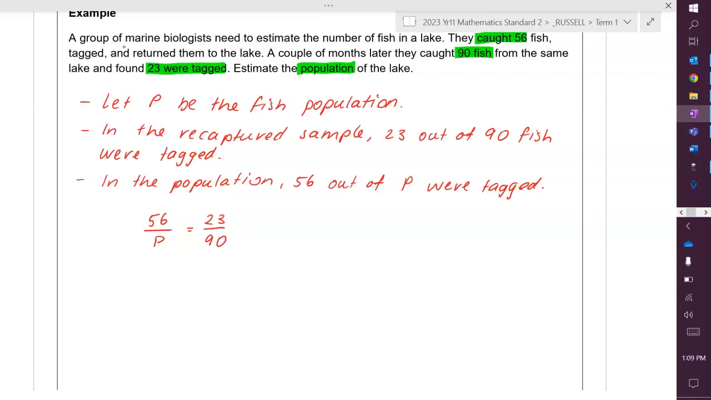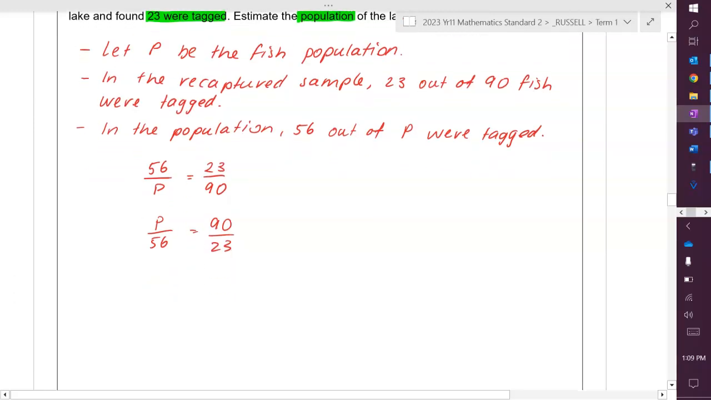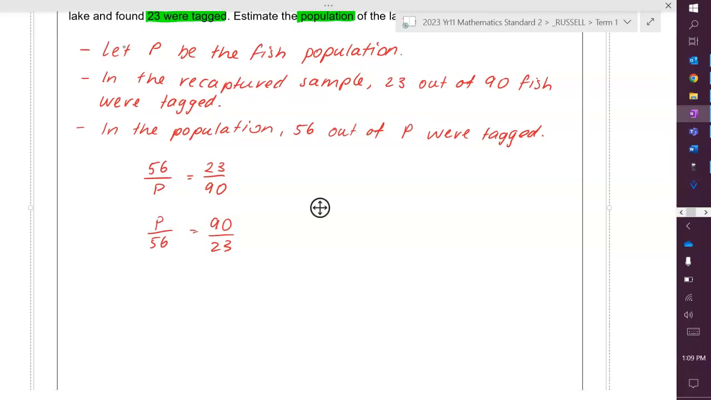I'm just going to flip both of these fractions upside down or find their reciprocal so that I have P as my numerator. So I flipped those two around and I'm doing the same to the right hand side. Now that I have P as my numerator, I can multiply both sides by 56 and that will keep just P on its own on this left hand side, making it the subject, and that's what I want to find. I want to find that population.